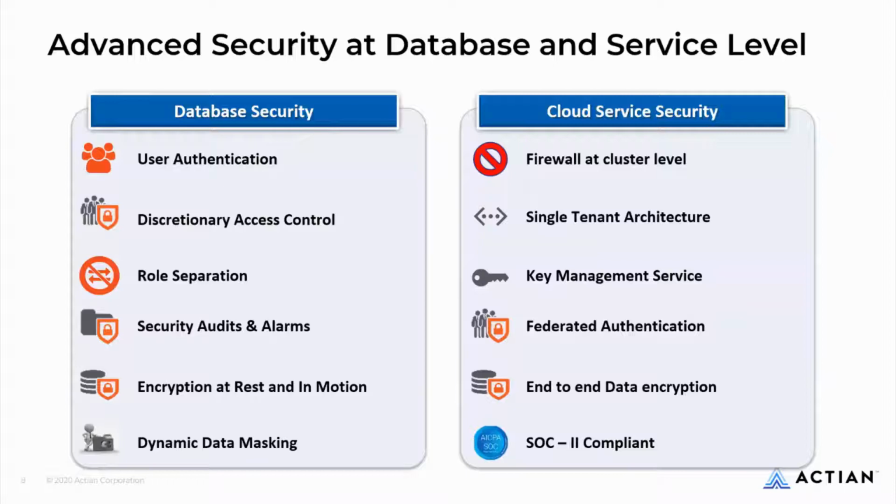Data is encrypted at rest and in motion. At all times, data is secure, and you can do dynamic data masking if you want to only show certain parts of the data and hide the rest. At the cluster level, there's a firewall, single tenant architecture, federated authentication, end-to-end encryption, and we are SOC 2 compliant. So every cluster is by default locked. No one can access it unless you whitelist the IP address from which you are going to access the data warehouse.